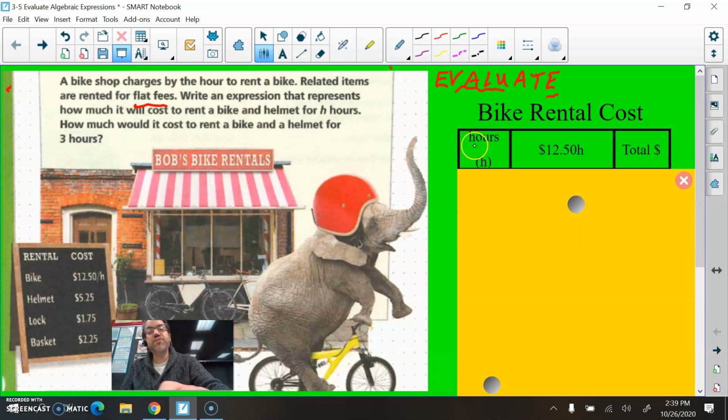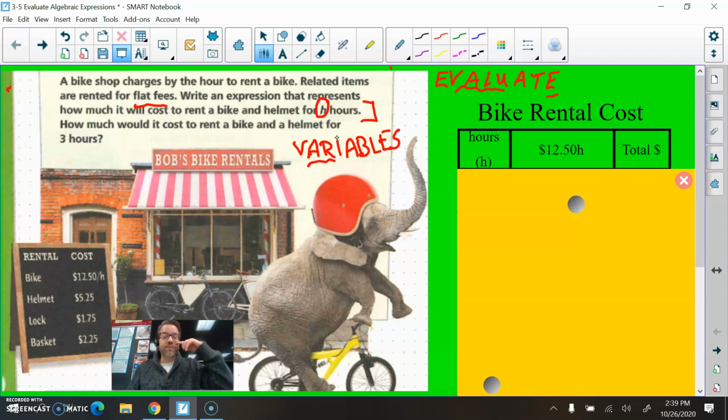And so that's why we're using H here. H stands for hours, and it represents an amount that can change or vary. That's why we call letters like this that appear in math variables. The root word here, vary. Something that varies is something that changes. We can change the value that we substitute in for H hours. We can rent the bike for 1 hour, for 2 hours, for 3 hours, and so on. And depending on the number of hours that we're renting the bike, it's going to change how much we have to pay.